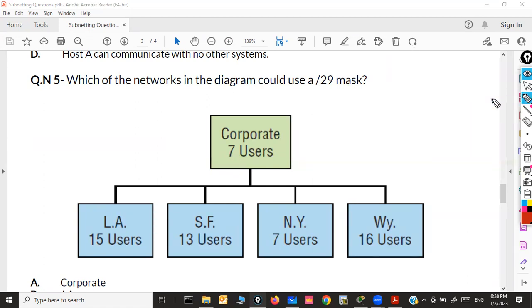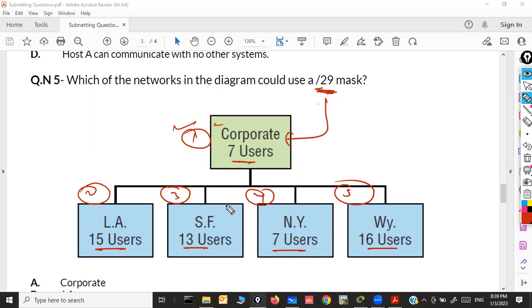So the question is whether we will have to find out valid, usable IPs, keeping in mind that your requirement is 5 subnets. One subnet here, a second, maybe a third, fourth, or fifth. Here in this subnet 7 users, here minimum 15, 13, 7, 16 users. So if we use a /29 mask, can the number of hosts fit anywhere? Can we do addressing in any subnet if we are using /29?